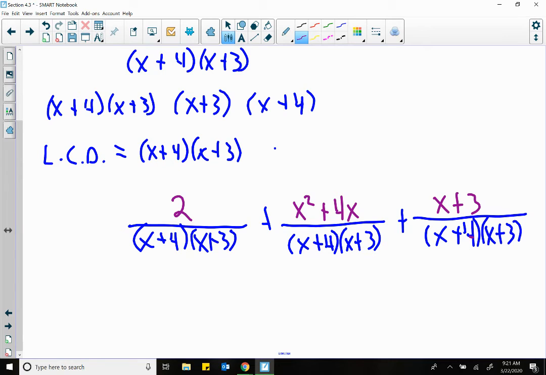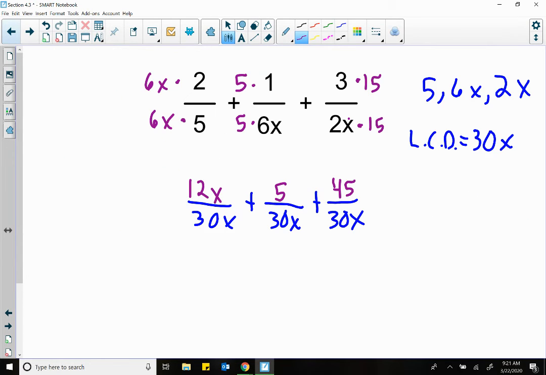Okay, so let's go back to that 30x problem and let's finish this thing out. We're going to put like terms together across the top. So that means the 5 and the 45 are getting together. So we'll have 12x plus 50 all over 30x.